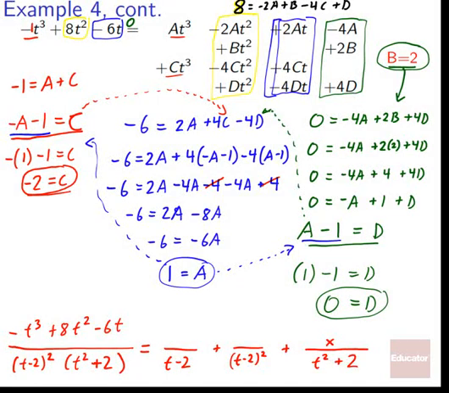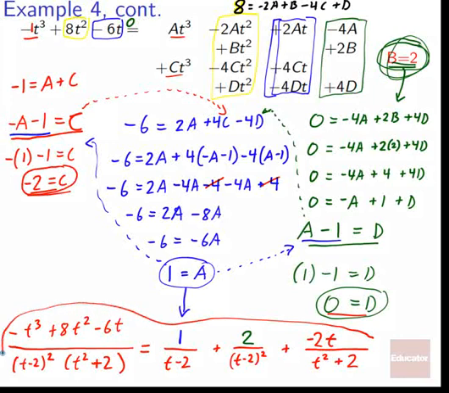Okay, so at this point, we can actually plug in our numbers. We've got a is 1, so we've got 1 over t minus 2. B is 2, so we've got 2 over t minus 2 squared, plus c was negative 2, so minus 2x, and 0 was d, so that part just disappears. So we've got negative 2x over t squared plus 2. Whoops. Once again, did it again. Got thinking in terms of x as opposed to t, but we're using a different variable: negative 2t over t squared plus 2. And there we are. We've decomposed it into its partial fractions.